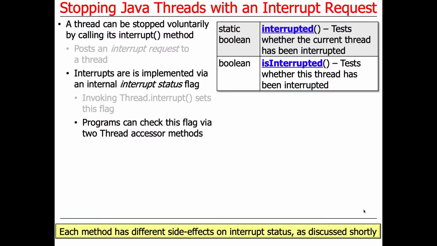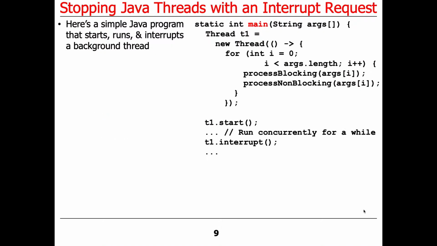Likewise, programs can check this flag using one of two different accessor methods defined in the Java Thread class. One of them is called interrupted, which is a static method, and the other one is called isInterrupted. And as we'll see, each of these methods has a slightly different effect on the interrupt status, as we'll talk about in a second. These method names are a little bit hard to keep track of because they're almost identical, so we'll take a look at this in more detail.